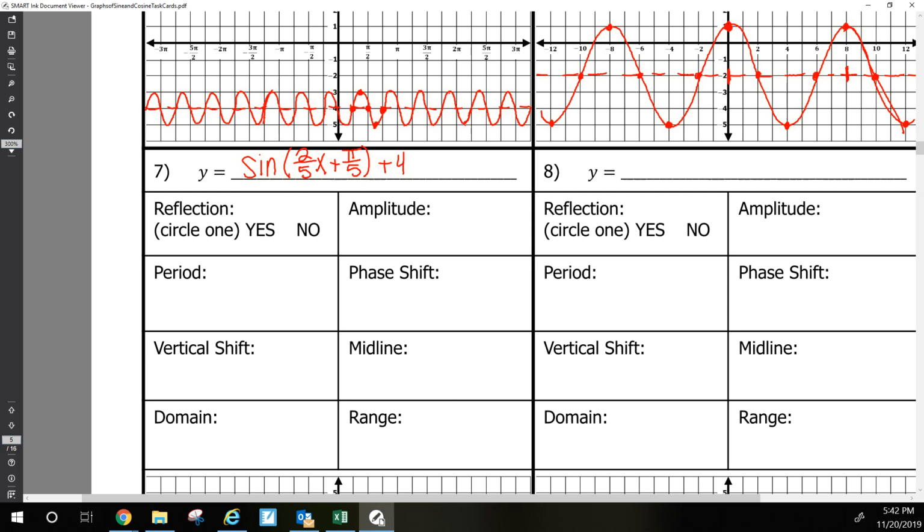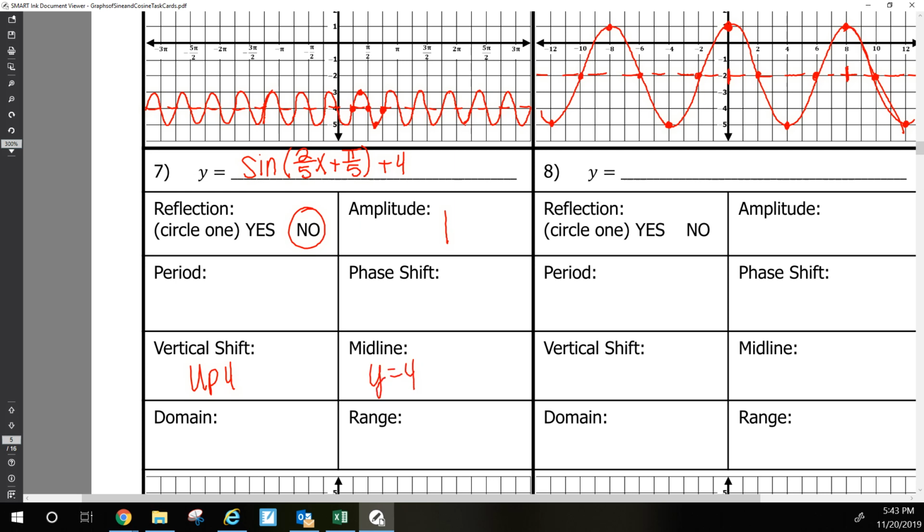All right, so does it have a reflection or an amplitude change? No, there's nothing out here in front of the function, so we're not flipping it. The amplitude is just 1. We're going to go 1 above the midline, 1 below the midline. Speaking of midline, it's got a vertical shift up 4, which means our midline is going to be at y = 4.